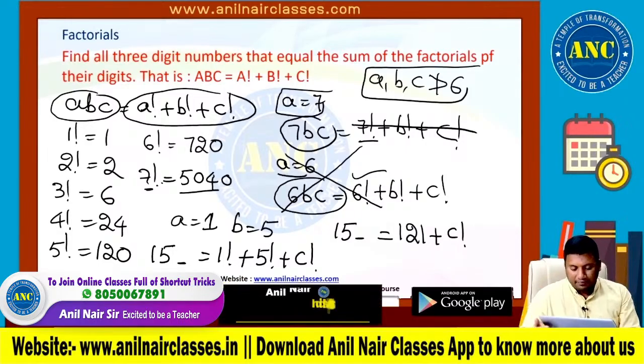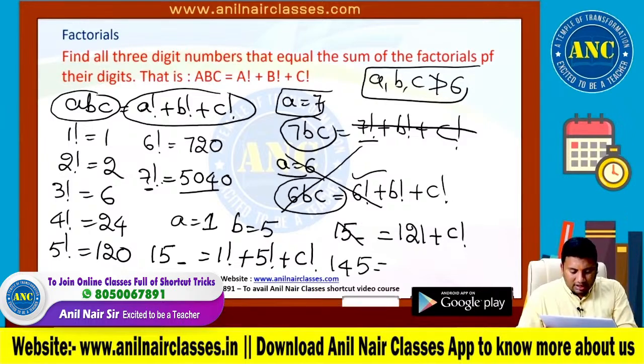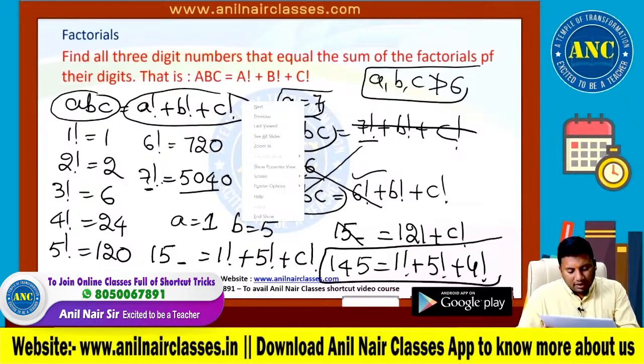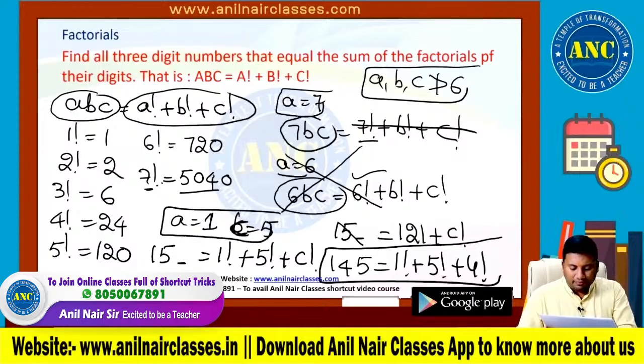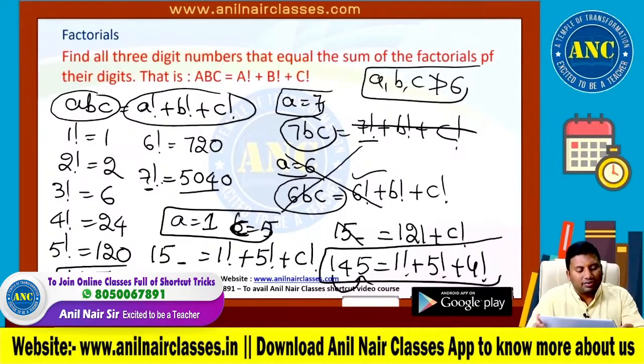So I think 145. If I alter the digits, this is nothing but 1 factorial plus 5 factorial plus 4 factorial. You can change the digits. So instead of b value 5, this is nothing but c value 5, A1C5, and the value we got is 155. Like this, try to check it out with other values. If you are getting one, well and good. If you are not getting one, then this 145 is one such number.